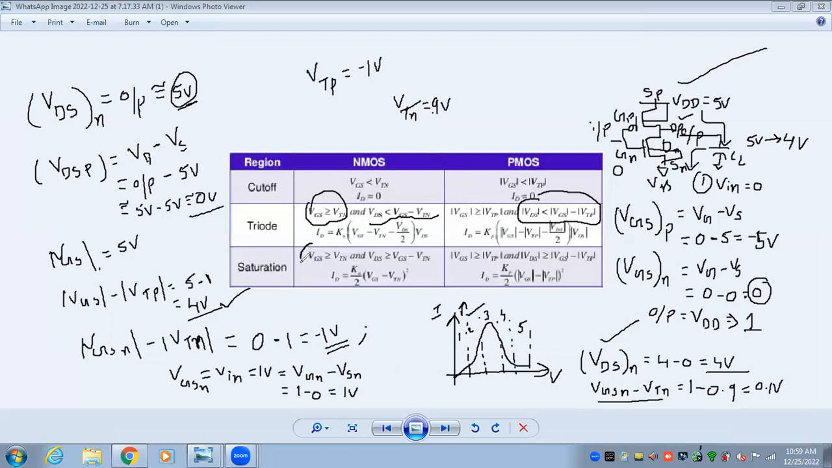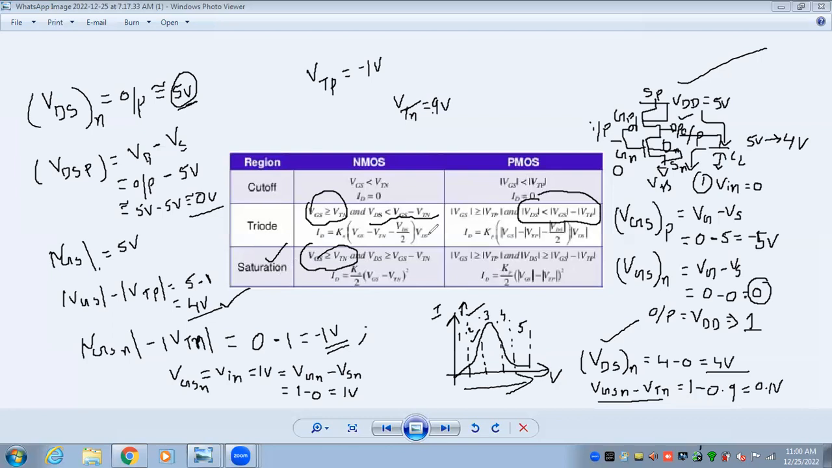That is the second region of operation, the non-saturation region. So this is the second region with respect to this diagram here, and with respect to this table it is the saturation region. So still the NMOS transistor remains in saturation region. It is on, it remains in saturation region.